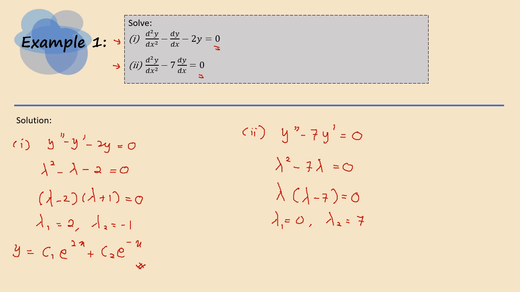From here, we have two different roots. So the general solution for two different roots is y equal to c1 e to the power 0x plus c2 e to the power 7x. And we simplify: c1 plus c2 e to the power 7x.